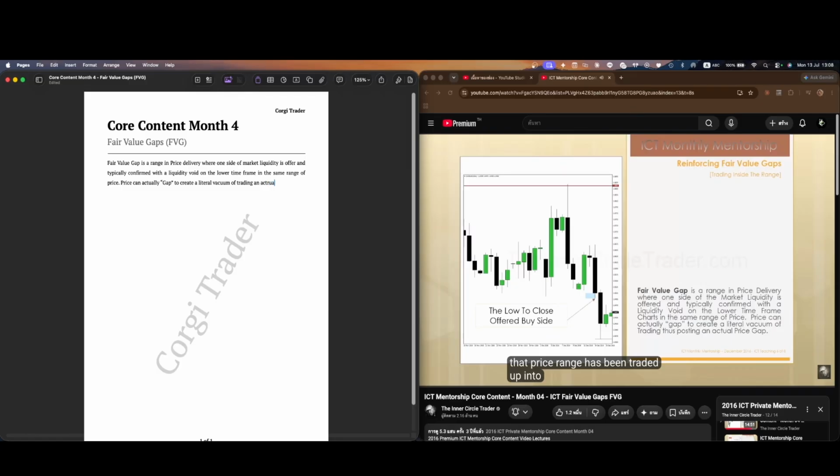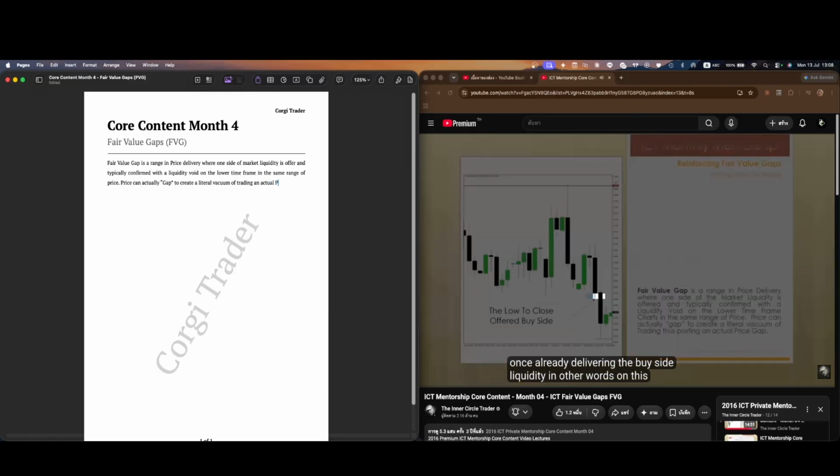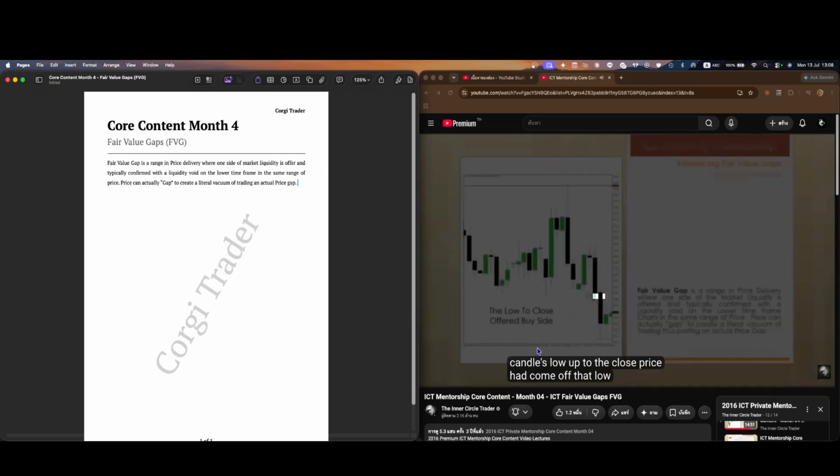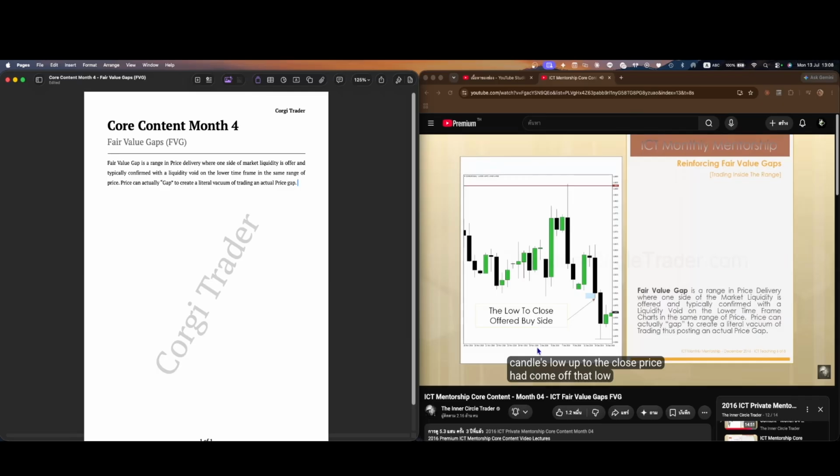that price range has been traded up into once already, delivering the buy side liquidity. In other words, on this candle's low up to the close, price had come off that low. So if it came off that low to have a higher close on that candle, that means the buy side liquidity had been offered on that range between 105.15 to 105 big figure. So that means when we look at the down candle that makes the fair value gap, we're not concerned with the 105.15 to 105 big figure price range. So we're going to be drawing our attention to that low here, and we'll draw that out in time.